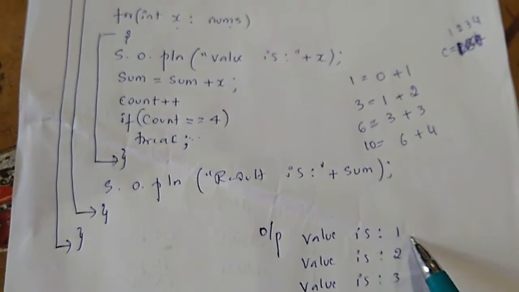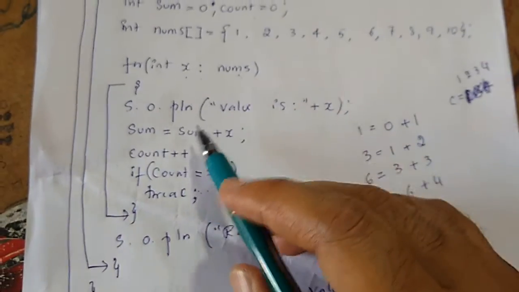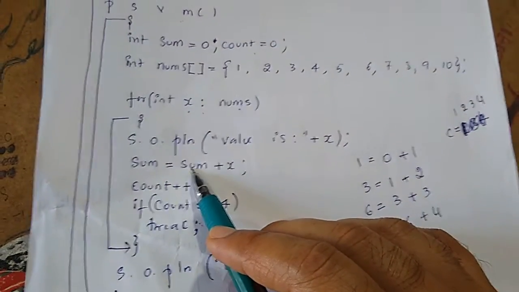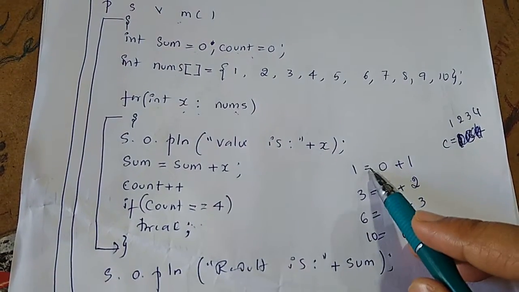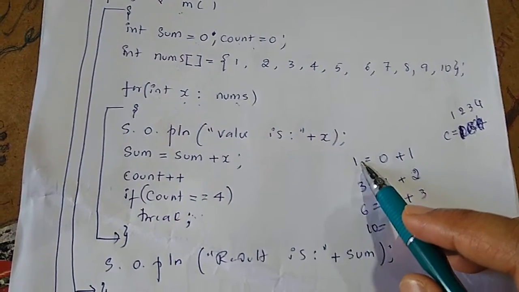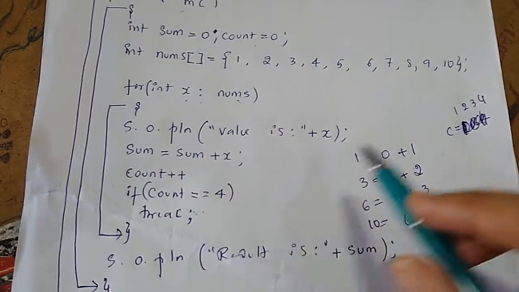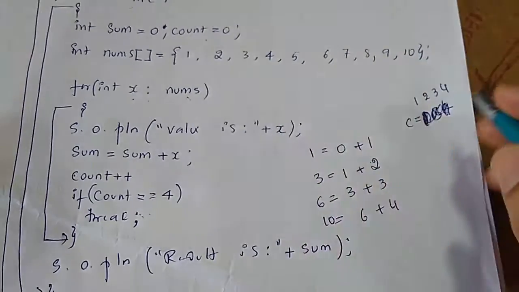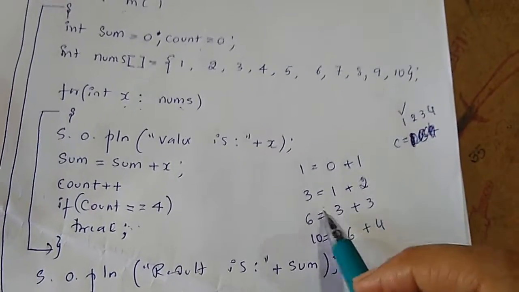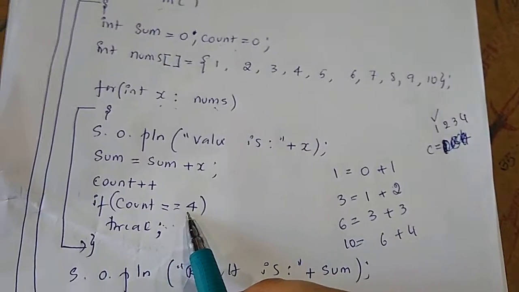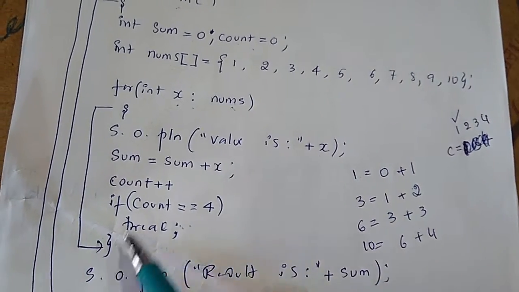The value is 1. Next it will calculate sum. What's the previous value of sum? 0. Sum 0 plus 1, so we'll get 1. So now the sum value is 1. And count will be incremented. What's the previous value of count? 0. 0 plus 1 is 1. Now the count value is 1. Whether 1 is equal to 4, no, so break will not be executed. Directly go to the next iteration.